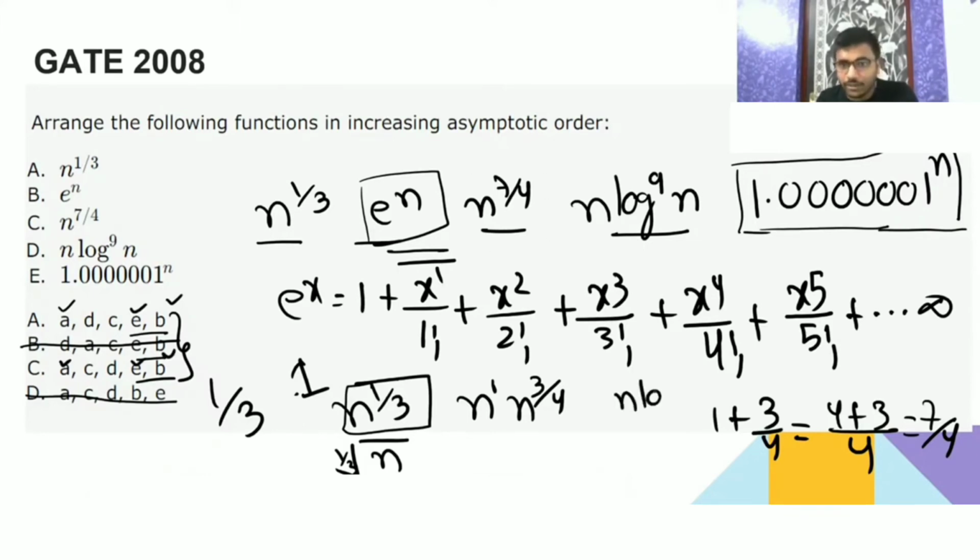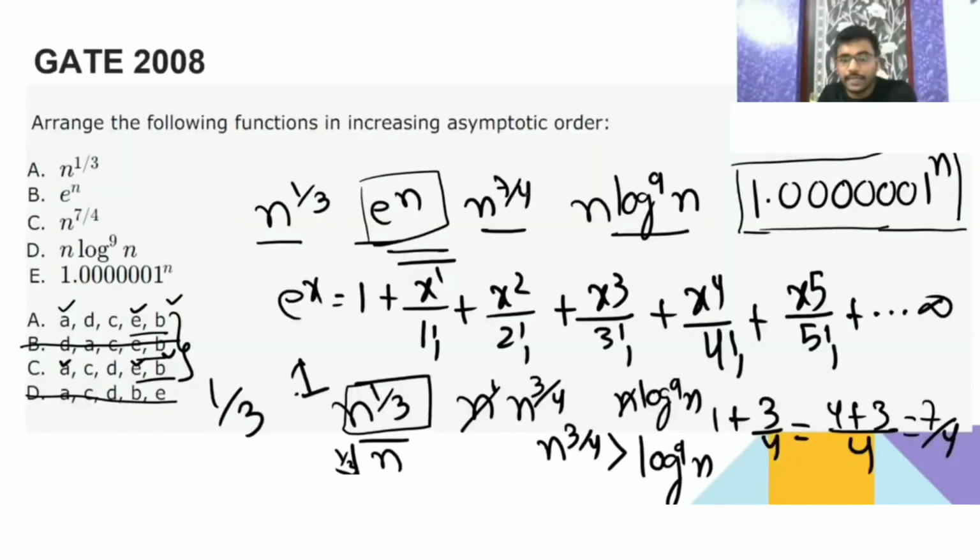Now n log to the power 9 n. So n and n you can cancel. Now n to the power 3 by 4 and log to the power 9 n. So this is going to be the bigger one, n to the power 3 by 4. Okay. Now see how, n to the power 3 by 4, and then see this was the question.